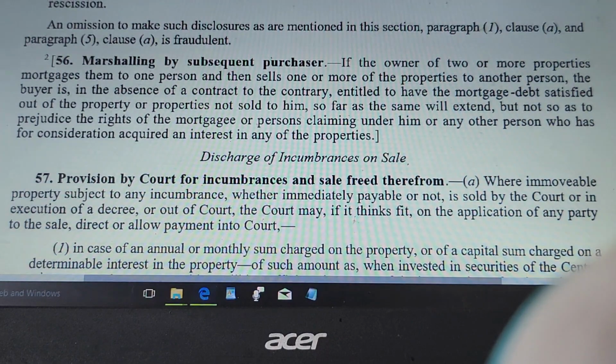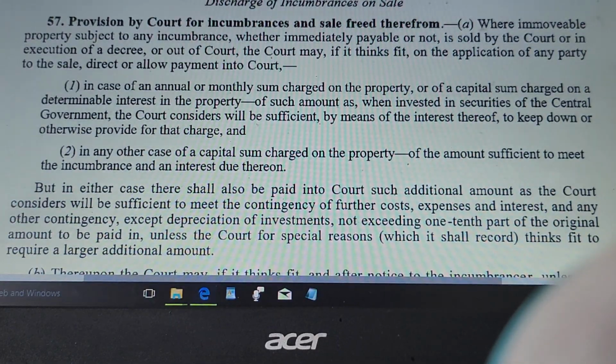Discharge of encumbrances on sale. 57. Provision by court for encumbrances and sale free therefrom.